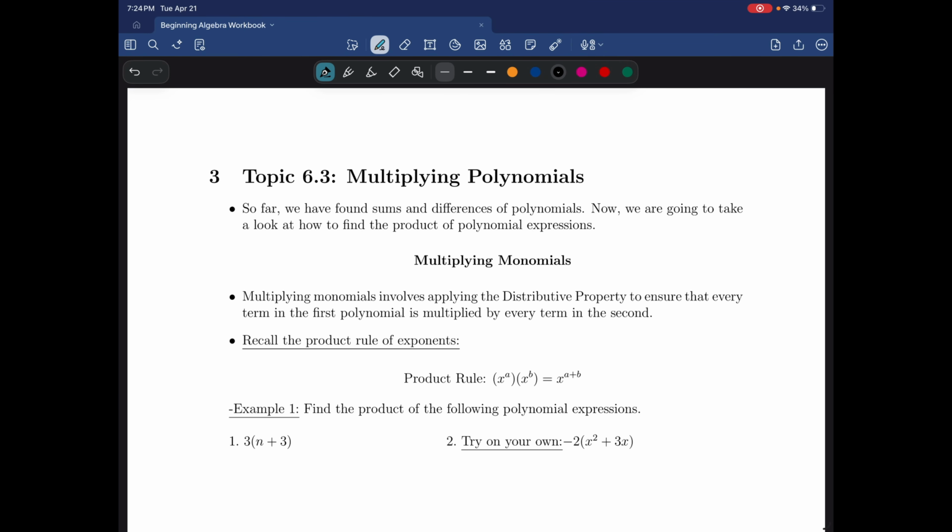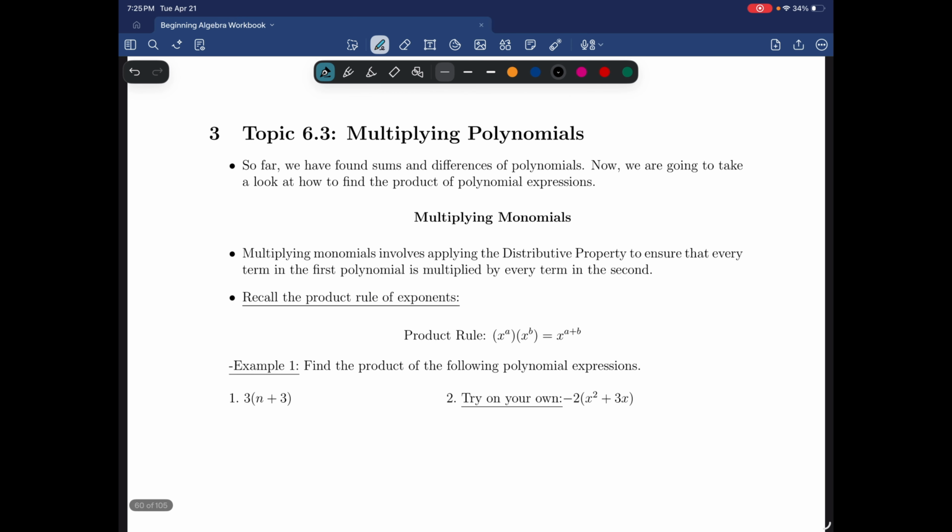So far, we have found sums and differences of polynomials, and now we're going to take a look at how to find the product, or in other words, how to multiply polynomials. So we're just going to break this section up in 3 different parts. The first part we're going to do is look at how to multiply monomials to a polynomial. So remember, a monomial is just a polynomial with one term.